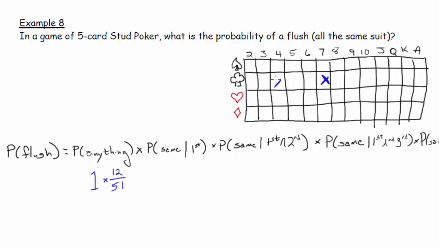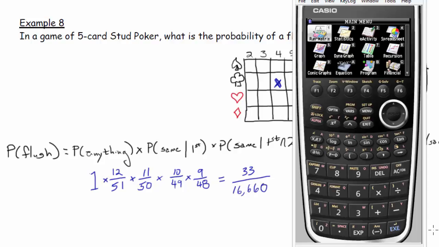So let's say I got this one now. To get another club, now there are 11 clubs left out of 50. And let's say I get this one. Now there are 10 out of 49. And then lastly, 9 out of 48. So if we were to multiply this out, we would get 33 over 16,660.